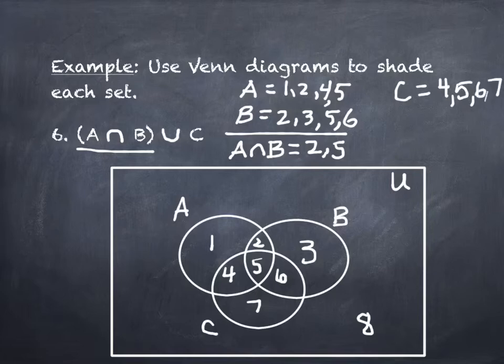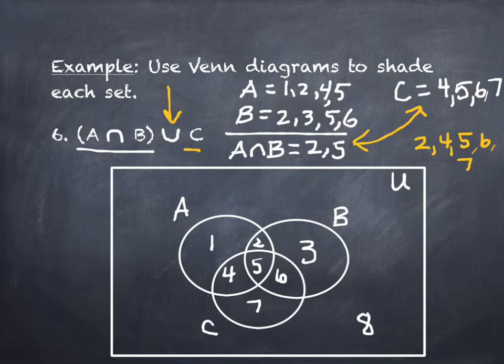4, 5, 6, and 7. And then I need to take these 2 sets, right? And I need to do the union between them. So what is the union between the set A intersect B, which was 2, 5, and the set C, which was 4, 5, 6, 7? 2, 4, 5, 6, and 7.